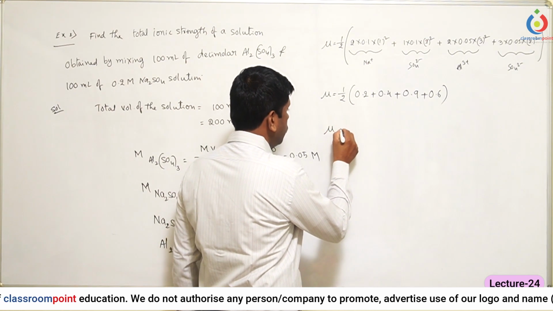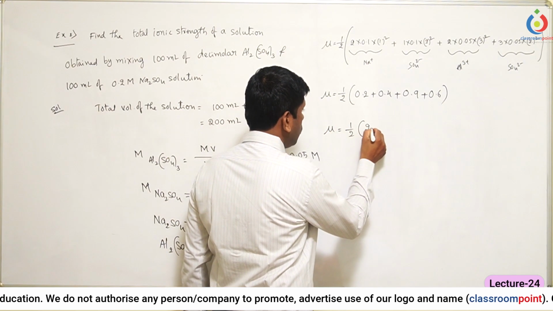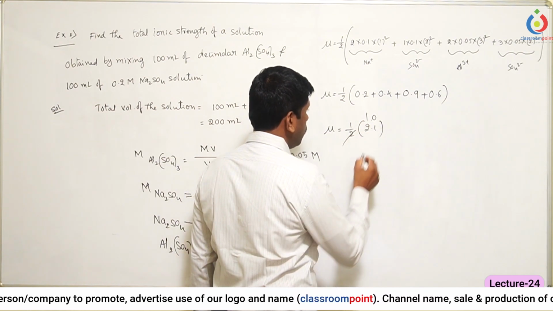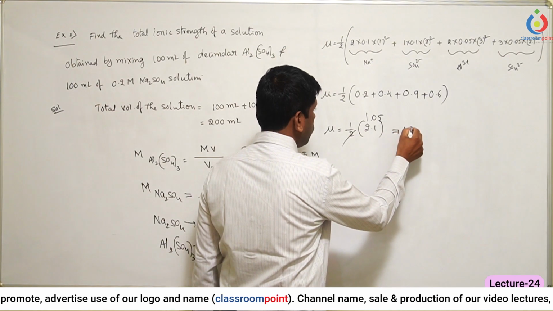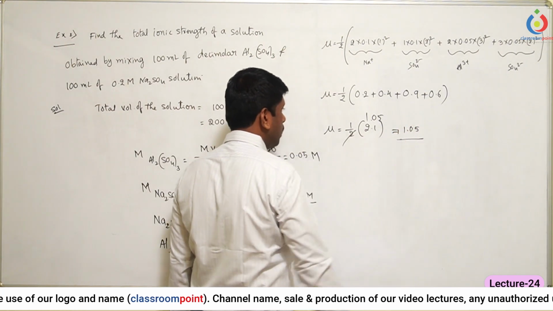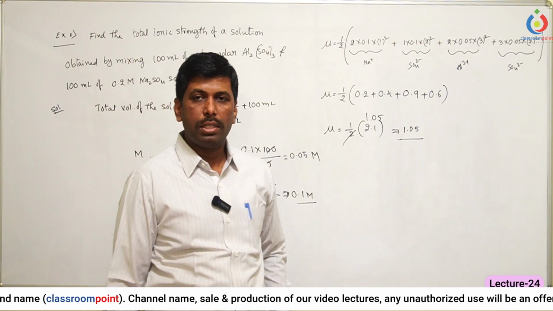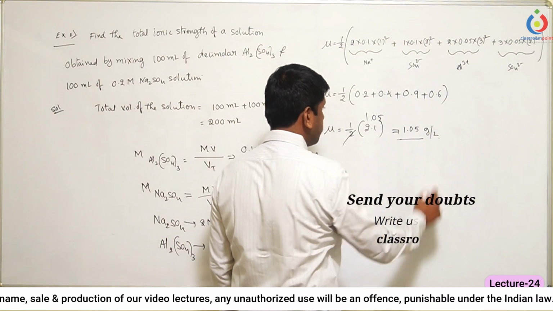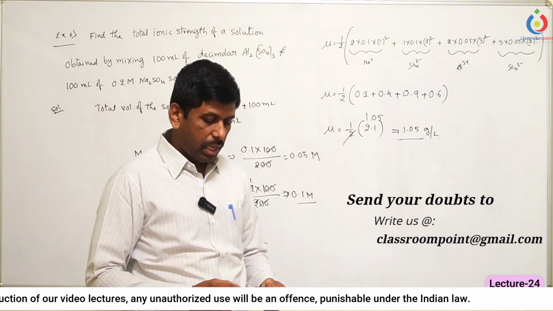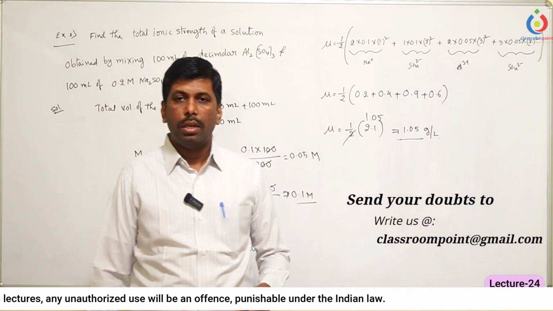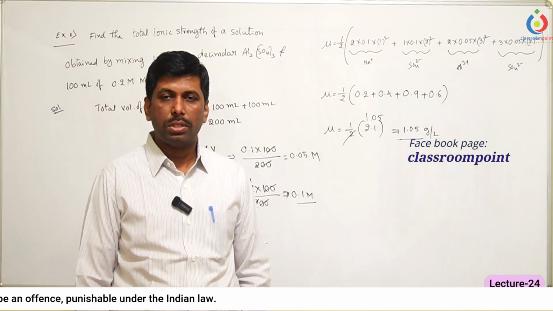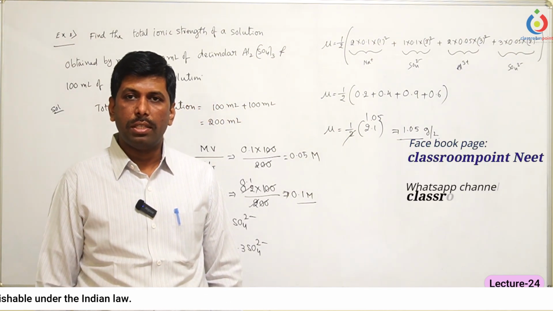So mu equals to half of 2.1. It goes approximately 1.05. So the value equals to 1.05 grams per liter is the ionic strength. Strength is always for the grams per liter. So like this, we can calculate the ionic strength of the ionic compounds which are obtained by mixing the 2 or more solutions. I hope you understand this class.